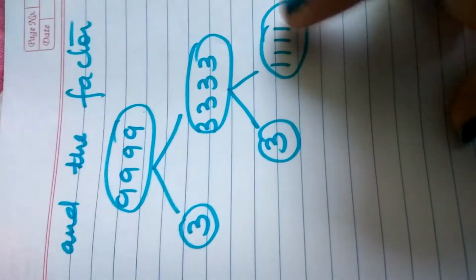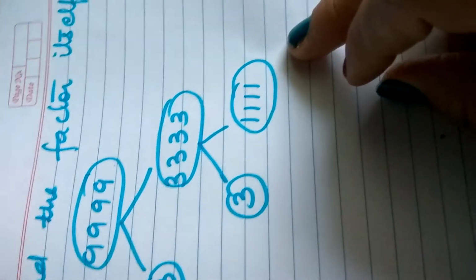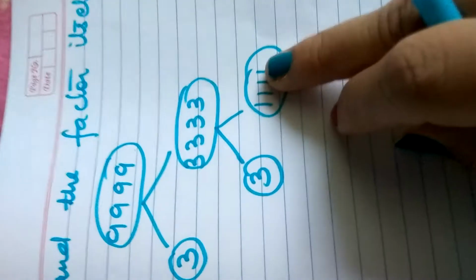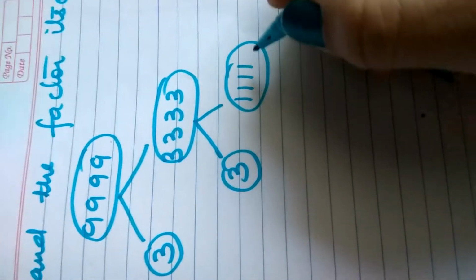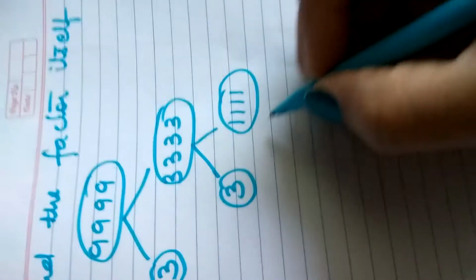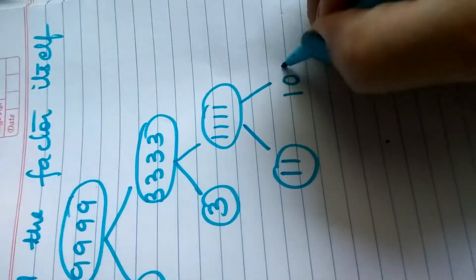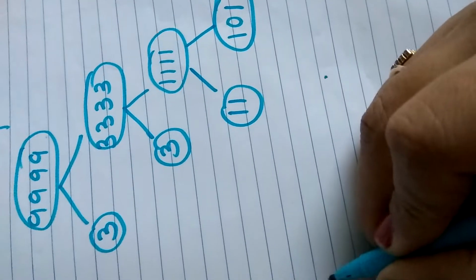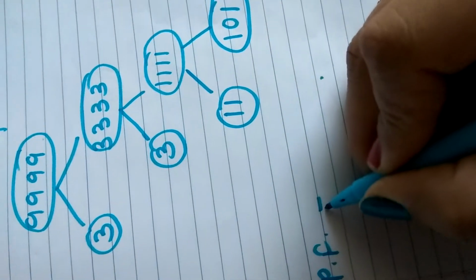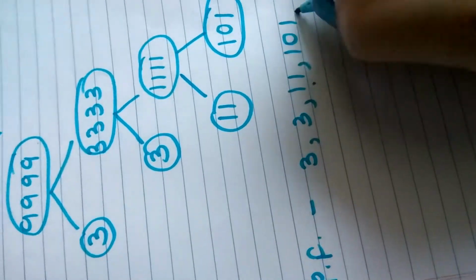Continuing the process, I have to check this number using the divisibility rules, that it will be divisible by which number. So after checking all the prime numbers, I come to the conclusion that this is divisible by 11 only, because if I take the sum of odd places and even places, it is 2 and 2, 2 minus 2 is 0. So I will divide it by 11 and on this side I will get 101, and then I have to stop here. So the prime factorization of 9999 will have 3, 3, 11, 101.